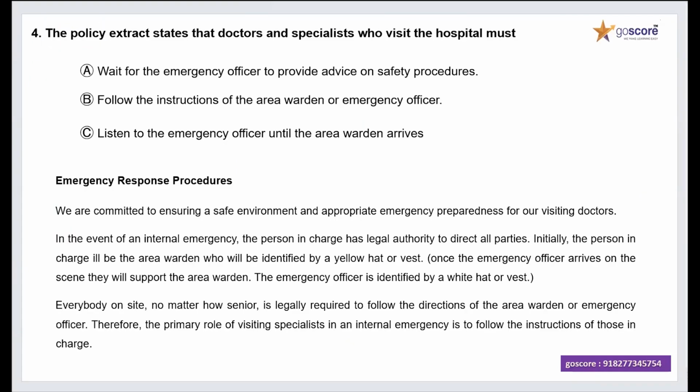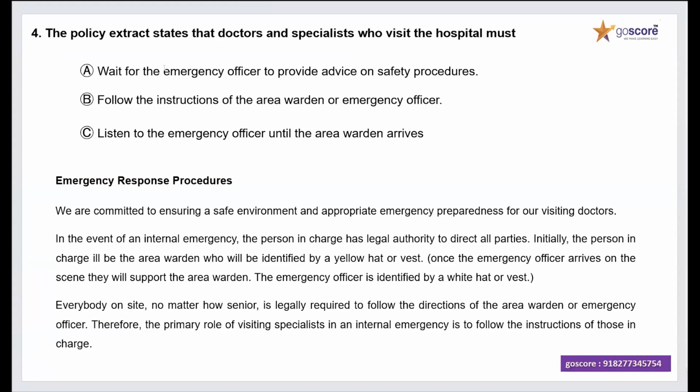Fourth question. The policy expects doctors and specialists who visit hospital must... What is "must"? Modal verb. It's just necessity or obligation, right? So "must" is a modal. Fine. Now we can move to the answer options.